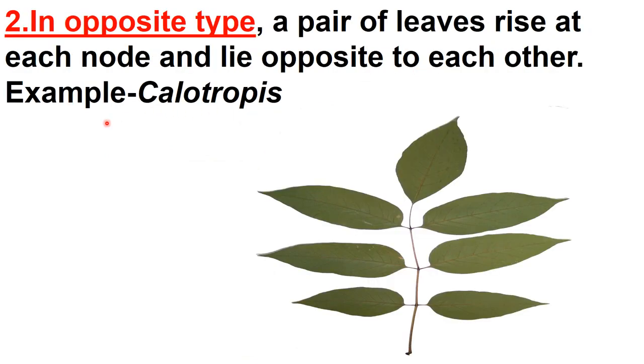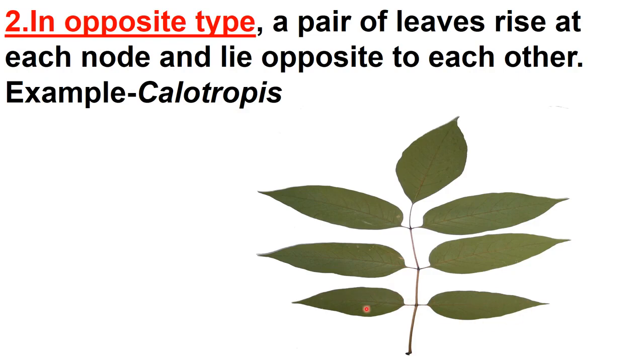Next type of phyllotaxy is opposite type, and in opposite type of phyllotaxy a pair of leaves arise at each node and lie opposite to each other. So how is it different? In the alternate type only one leaf was arising at one node, but here two leaves arise at the same node, at one node.